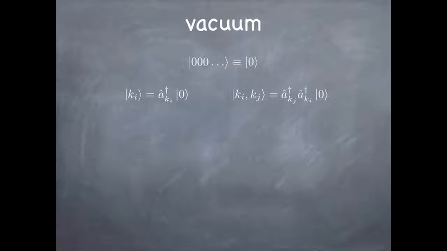Now, depending on whether the particles are bosons or fermions, we may have different commutation relations for the creation operators. If they're bosons, then the order doesn't matter. You can put them in any order, but if they're fermions, then switching the order has to switch the sign in order to satisfy the symmetry requirements of fermions.